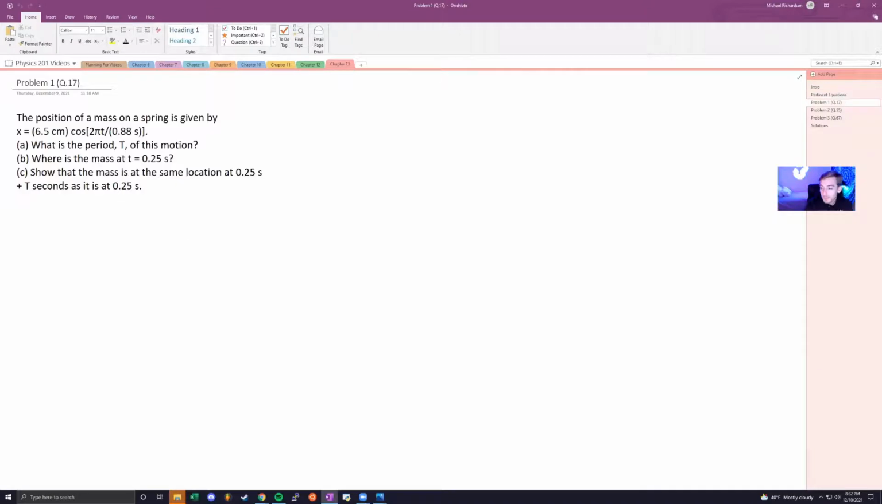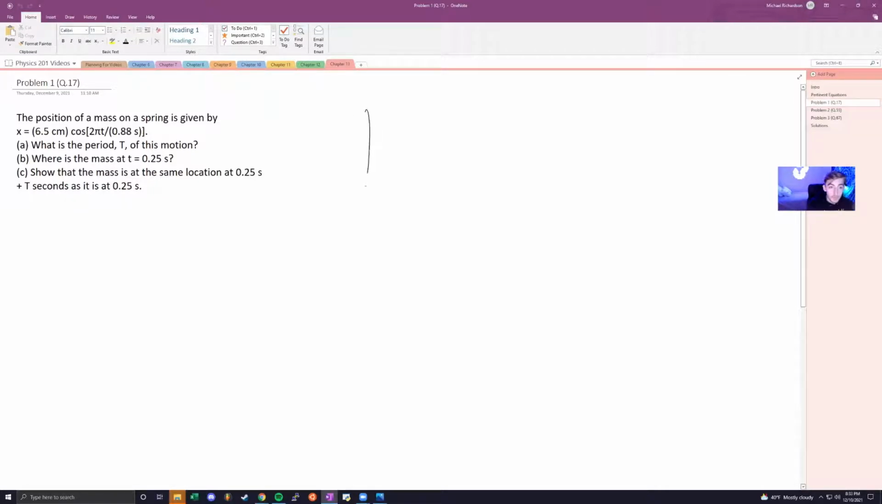So let's get into the questions. I think this question is good for describing exactly how we can decompose the equation we've been given to find the position of a wave, or an oscillation. The question asks: the position of a mass on a spring is given by the following equation. What is the period of the motion? Where is the mass at t equals 0.25 seconds? And we want to show that the mass is at the same location after one extra period of what we found for part B.